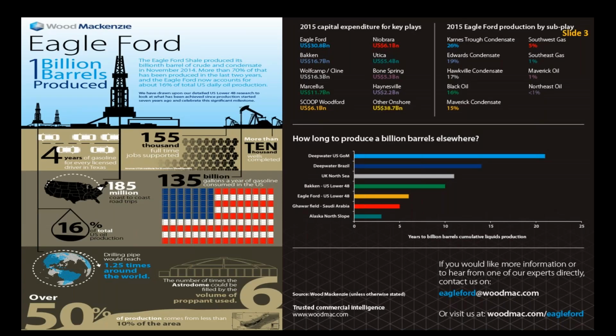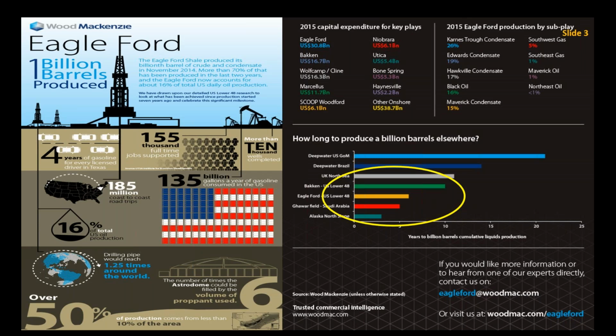Now, in order to set the stage, I wanted to take you through a simple infographic on Eagle Ford. A lot of information McKinsey has put forward, but I'd like to highlight two. One is a comparison of different fields in order to produce a billion barrels. So the famous field is Ghawar field. You can see it is very close to that field.